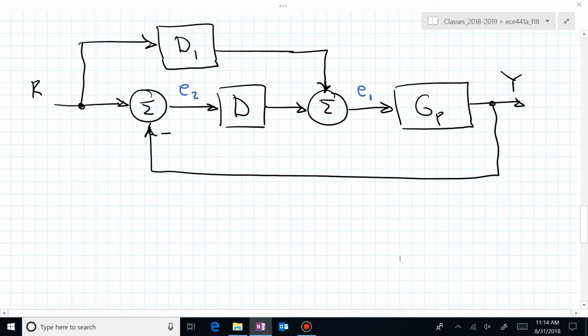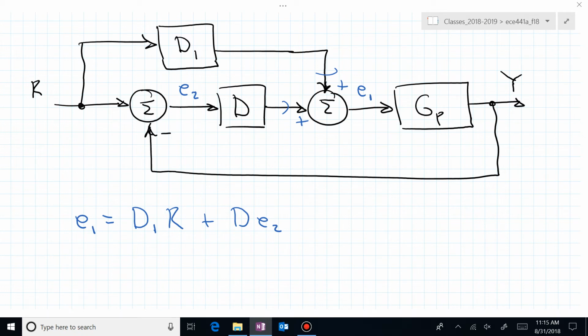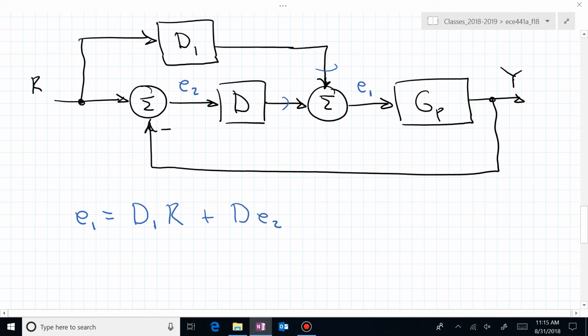And now we can see that E1 is equal to these two signals. The signal coming from the top is D1 R, and the signal coming in from the left is plus D E sub 2. And if I'm not indicating otherwise, you can assume that if I'm not labeling the signals coming in to a summing junction, those will come in with a positive sign. We now have E1 written in terms of R and E2. Eventually we want everything written in terms of the input signal's transform R and the output signal's transform Y.